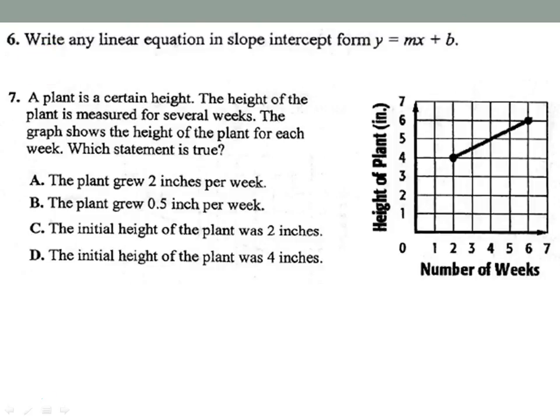Let's take a look at 7. All right. So for 7, A and B both deal with slope, how fast it grew per week. So we're going to draw that slope triangle again. Kaboom, boom. That gives me 2 over 4. 2 over 4, that reduces to 1 over 2. And I know that 1 over 2 looks like answer choice B. So I know it can't be A. I'm going to check C and D.